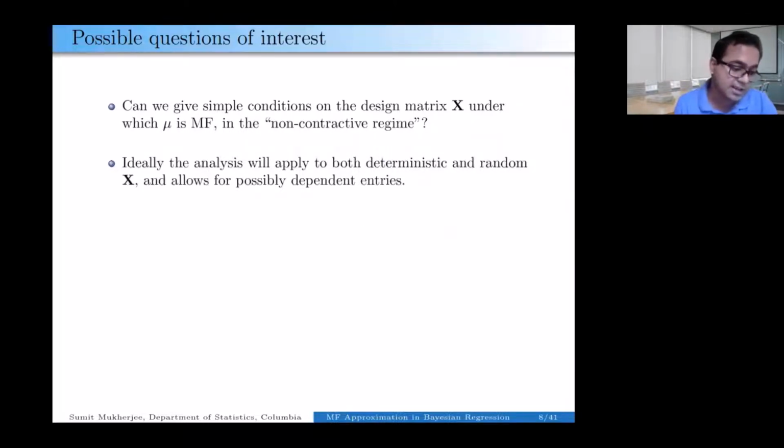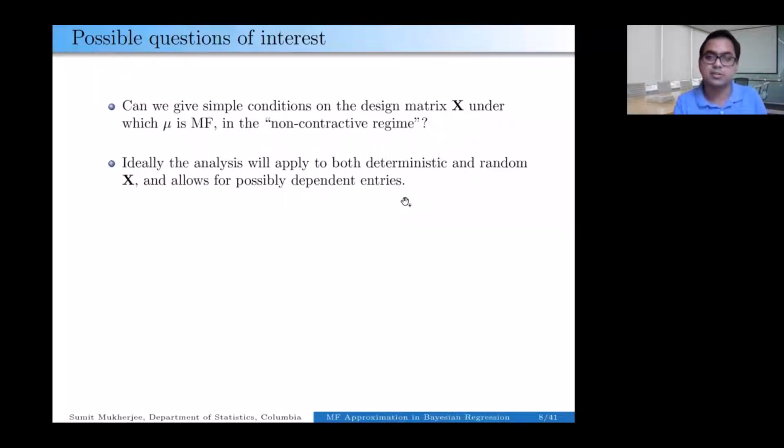And one comment is that the result that we presented about the non-contractive regime was for IID Gaussian entries. But of course, when you are doing linear regression, you want to be able to handle a large class of X. So ideally, you would want to be able to handle deterministic X. Even if you do random X, you want to be able to handle dependent entries as well. So that's the hope.